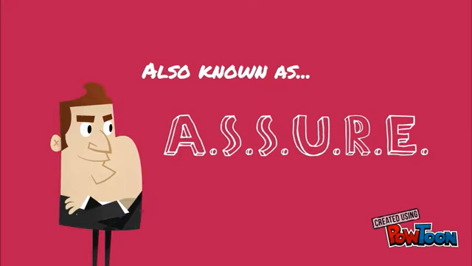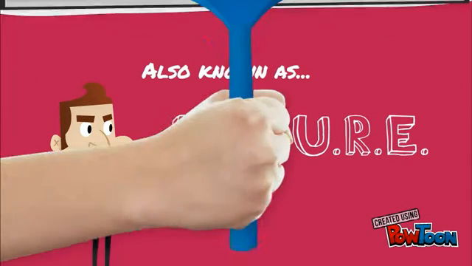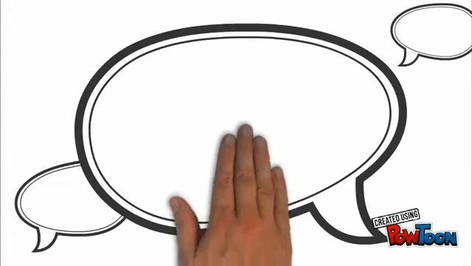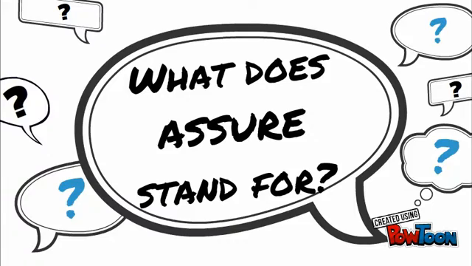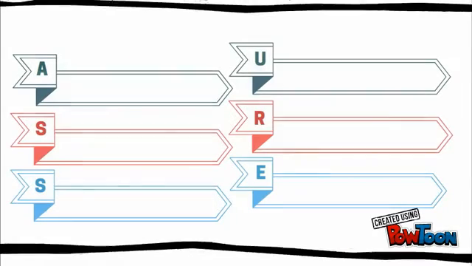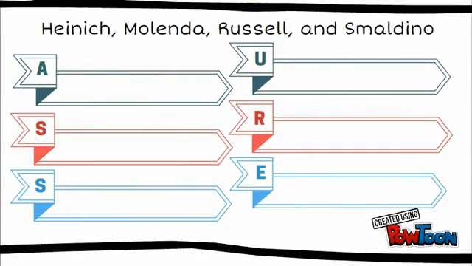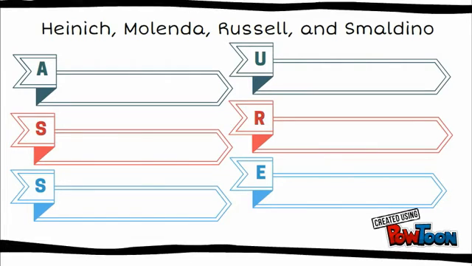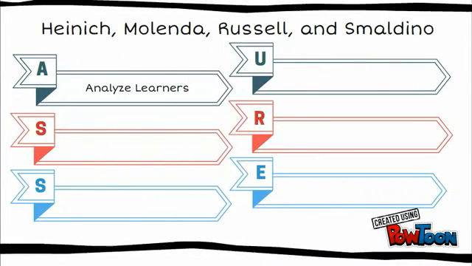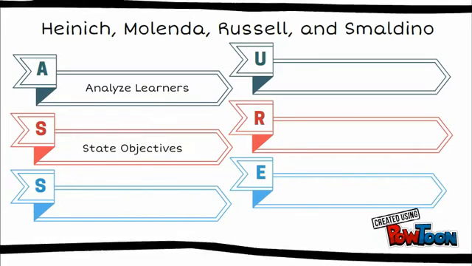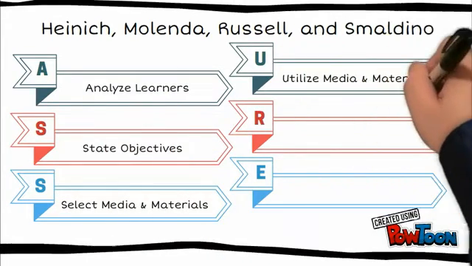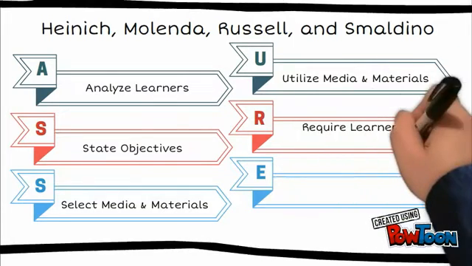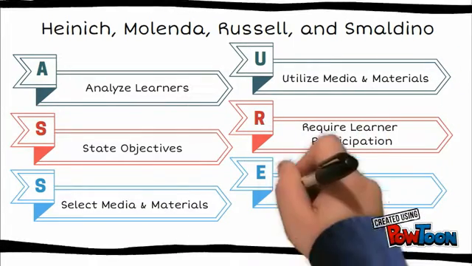Yep, you guessed it. ASSURE is one of those handy-dandy acronyms we love to use. So what does the acronym ASSURE stand for? Each letter in the ASSURE model stands for a different step in the design process. A. Analyze learners. S. State objectives. S. Select media and materials. U. Utilize media and materials. R. Require learner participation. And E.